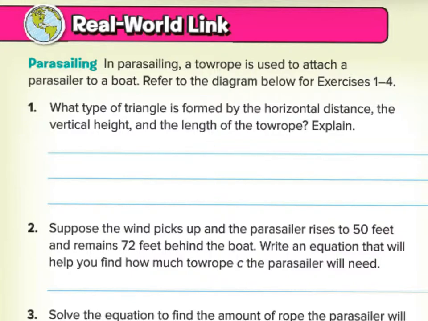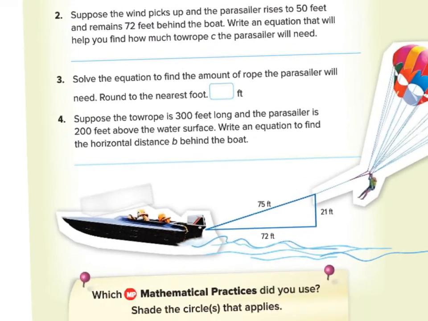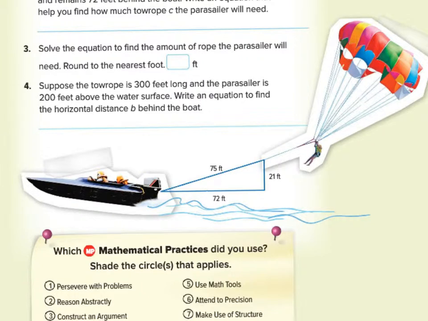So we have a diagram at the very bottom here where we have a parasailer. The parasailer is up here. We see that we have a hypotenuse coming straight to the boat, and we can measure. We have a horizontal line, which is the sea level, or just above the sea level, and then a direct vertical line to the parasailer, to the hypotenuse. And we have measurements being given, 72, 21, and a hypotenuse of 75.